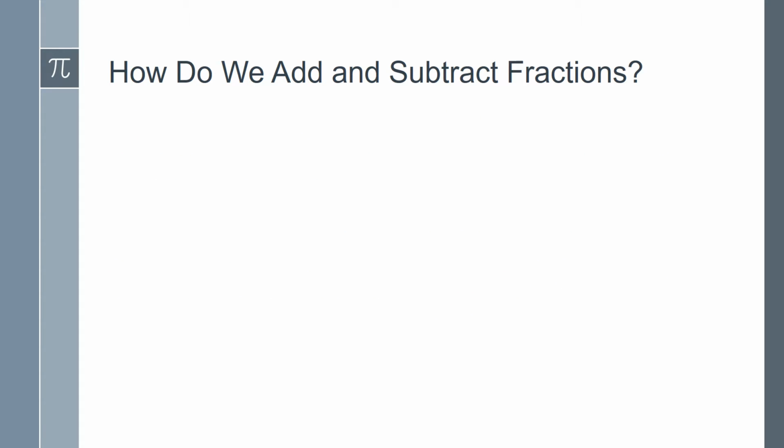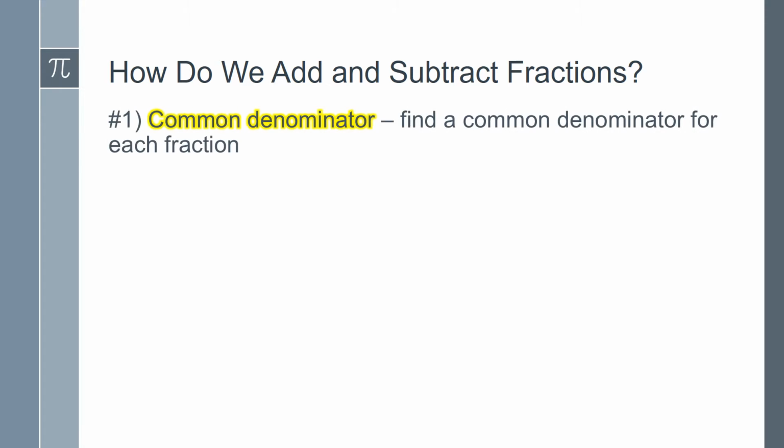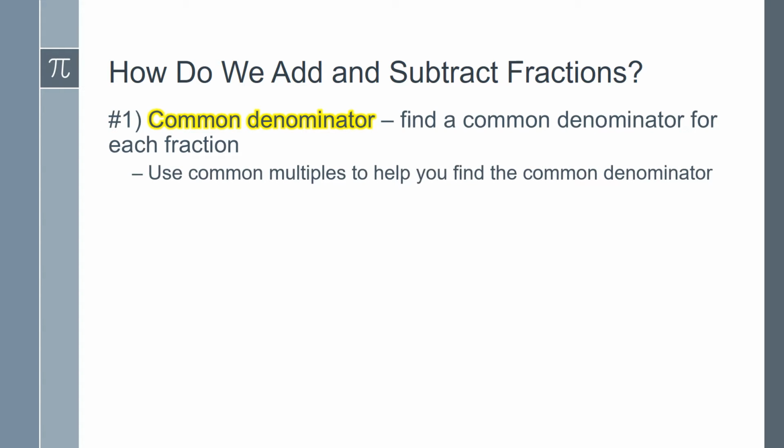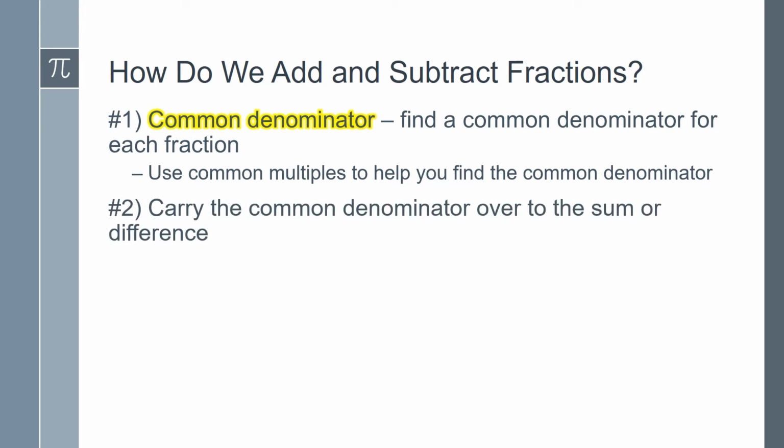Let's start by discussing the steps that we should follow when adding or subtracting fractions. The first thing that we need to do is identify a common denominator for the two or more fractions. We can use common multiples to help us find this common denominator. Then we need to carry the common denominator over into the sum or difference.